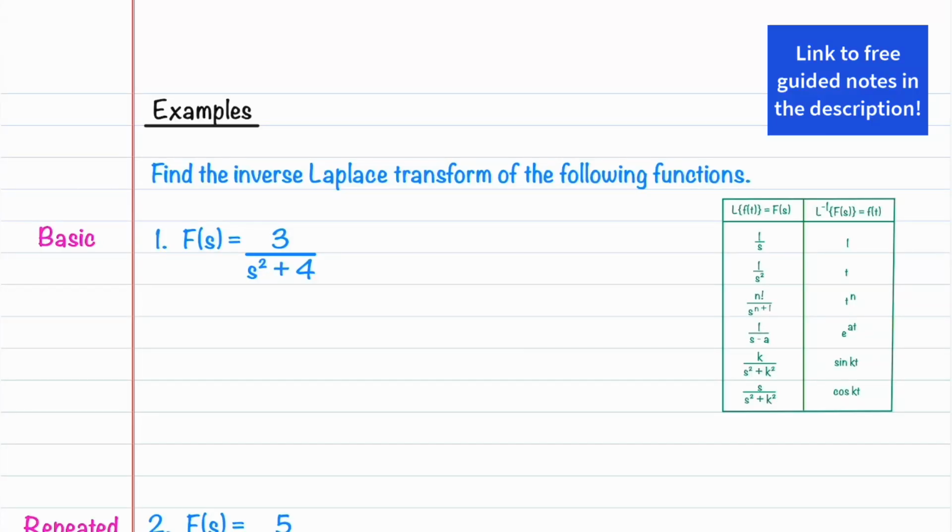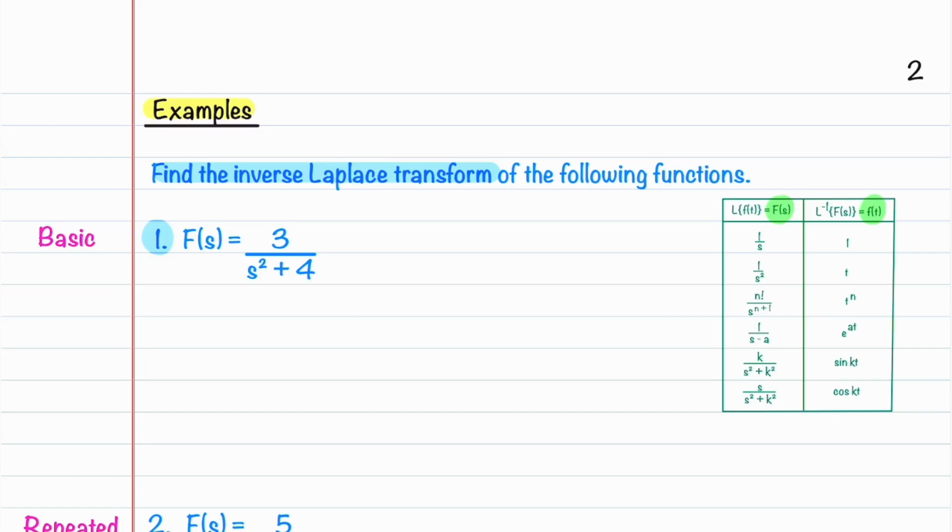We're going to walk through 4 examples step by step where we'll find the inverse Laplace transform of a function. To make things easier, I've written down a table with inverse Laplace transforms. On the left, we have capital F of s, and on the right, we have little f of t, which is the inverse Laplace transform. Let's look at our first example.